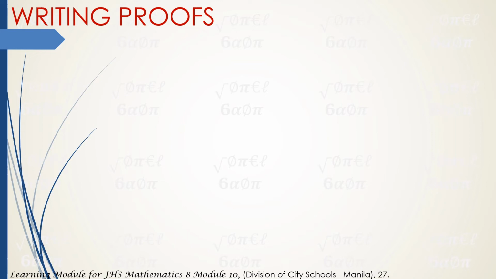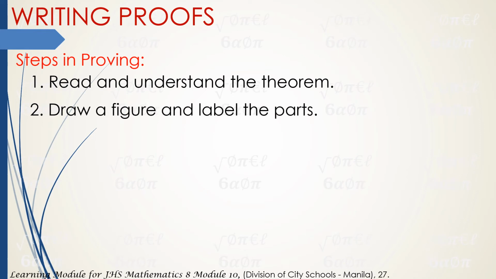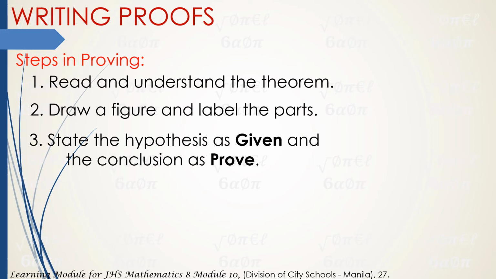Now, let's write proof. Okay, so here are the steps in proving. First one is to read and understand the theorem. So, intindihin muna natin yung theorem. Tapos, next one is to draw figure and label the parts. So, ito-drawing na natin. Then, the third one is state the hypothesis as given. So, yung naging hypothesis natin, yun ay consider natin as given. Tapos, yung magiging conclusion natin, so, yun na yung ating ipoprove.